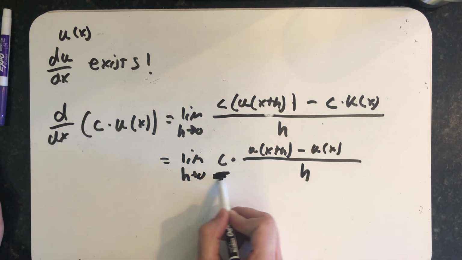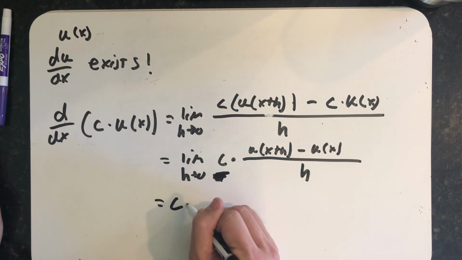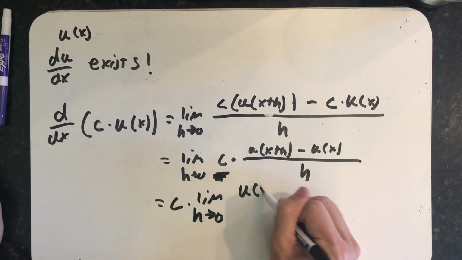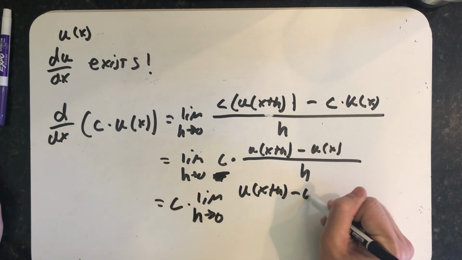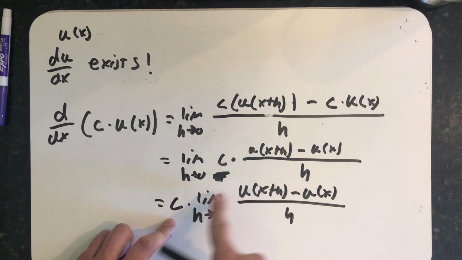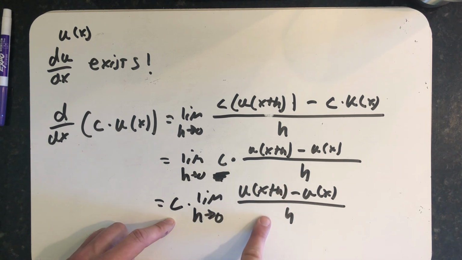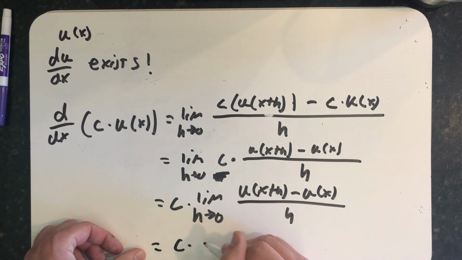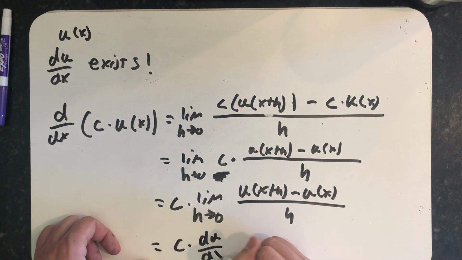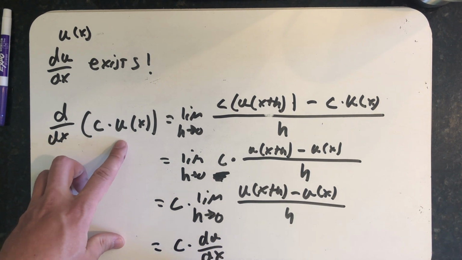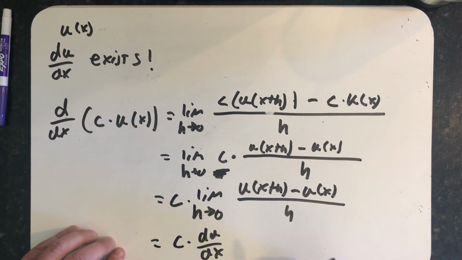Well, this is a limit, and one of my limit laws was that I could pull a constant out front. And after I have that constant in the front of my limit, what I see is this limit, which is simply the difference quotient of u, the limit as h approaches 0, that's exactly du dx. This proves the constant multiple rule. The derivative of c times u is c times the derivative of u.